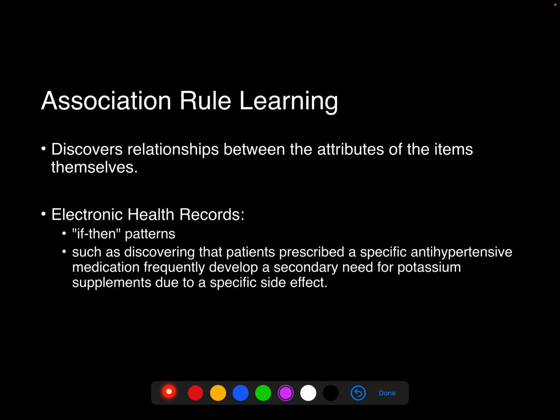Finally, we have association rule learning. This method discovers relationships between the attributes of the items themselves instead of the actual items. As a medical student, a prominent example for me is its potential use in electronic health records. The system could look for if-then patterns.